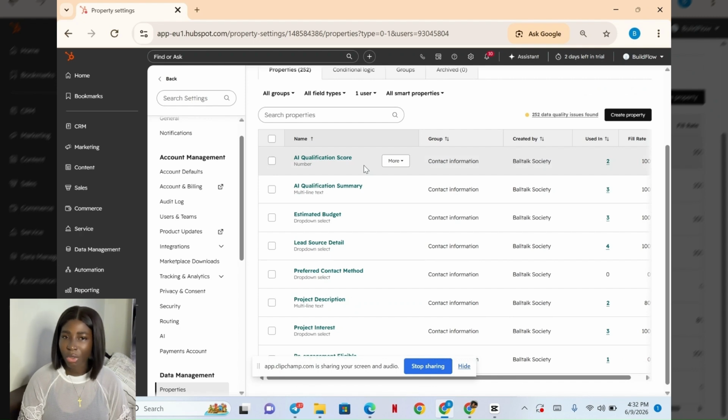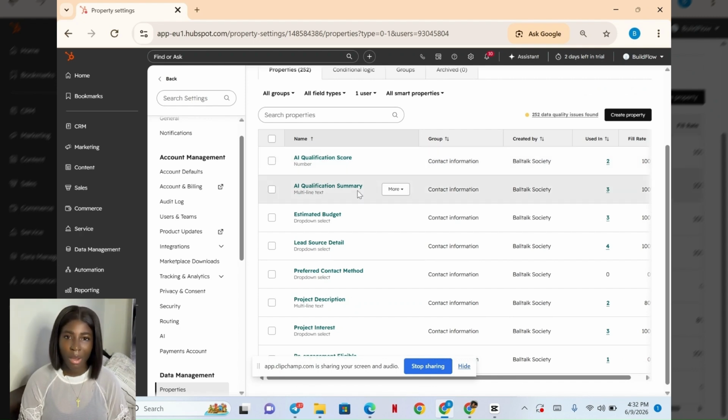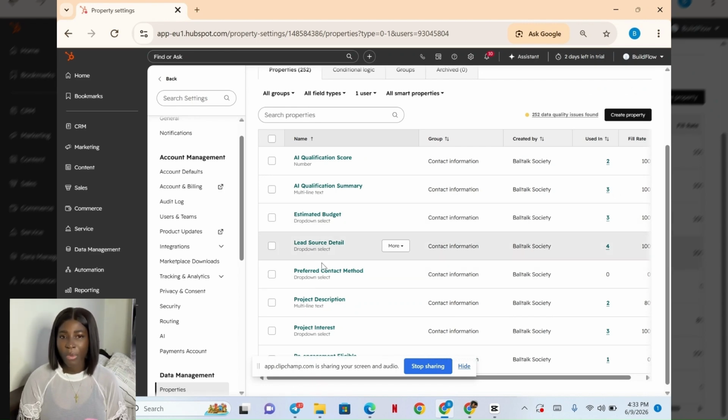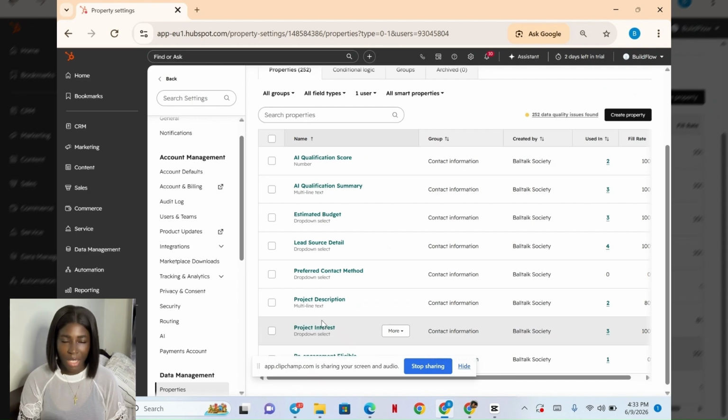AI qualification score and AI qualification summary get populated by Claude. So when a rep opens a contact, the score and the summary are already there. Estimated budget, project description, project interest, and lead source details can all be found on the form, and they feed into the AI qualification system. I'm going to be delving deeper into the AI qualification system in the next video.